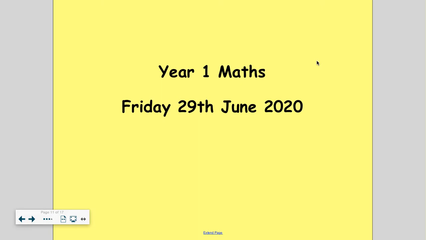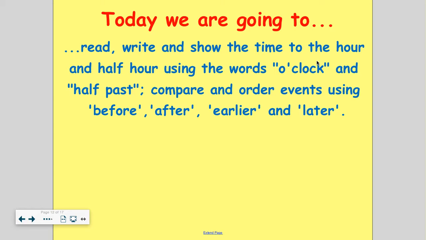Today we're going to carry on with our learning about time. For today, we're going to read, write, and show the time to the hour and the half an hour, using words like o'clock and half past. We're also going to carry on comparing and ordering events using those words before, after, earlier and later.